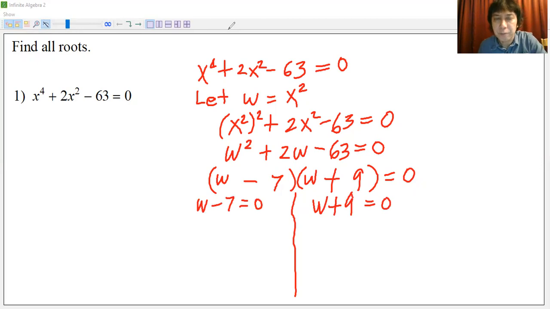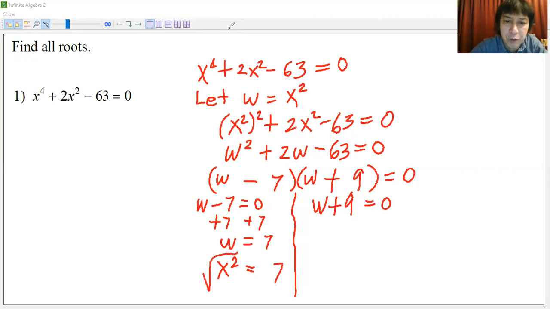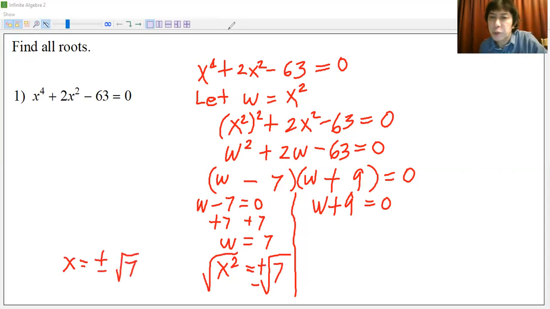Now solve each equation for w. So add 7 to both sides, and w is equal to 7. Now w is equal to 7, we can now use the substitution x squared. So this is x squared equals 7. And then we extract the square root. This is the square root of x squared, and this is the square root of 7 plus or minus. And we have the first two values, x is equal to plus or minus square root of 7. There. So let's proceed to the other one.